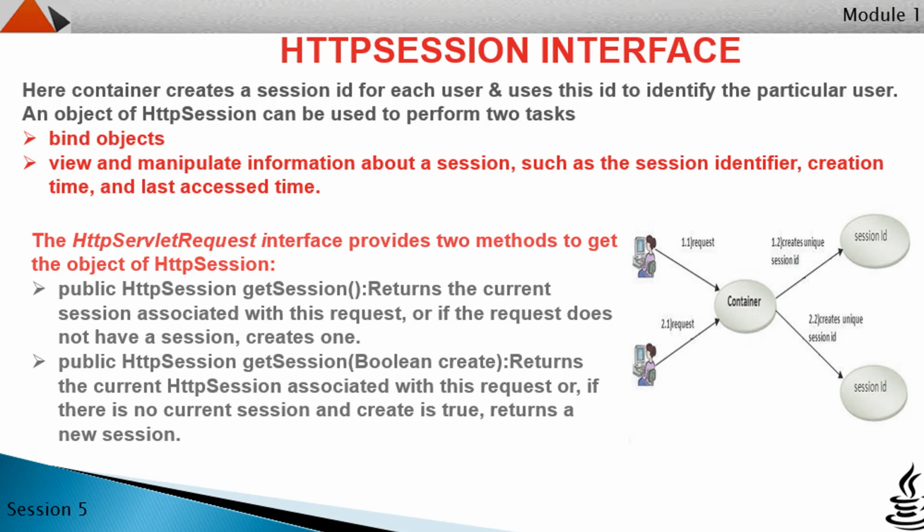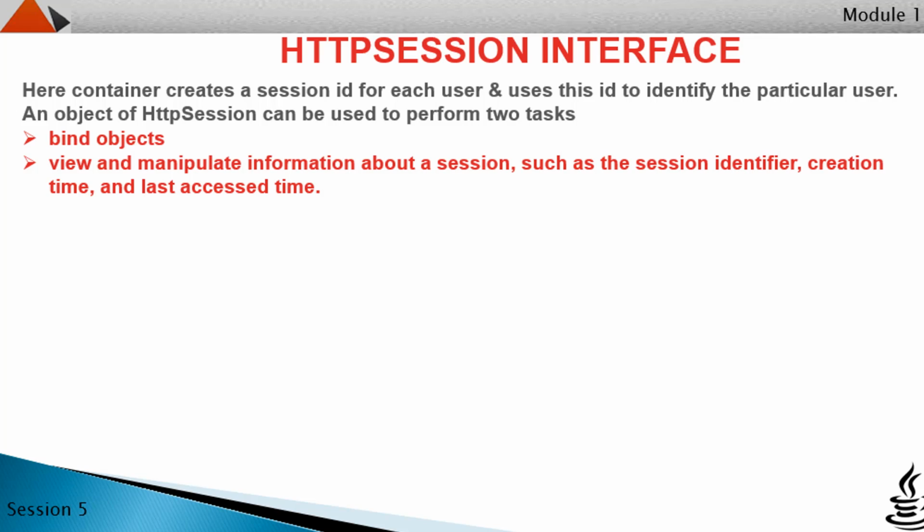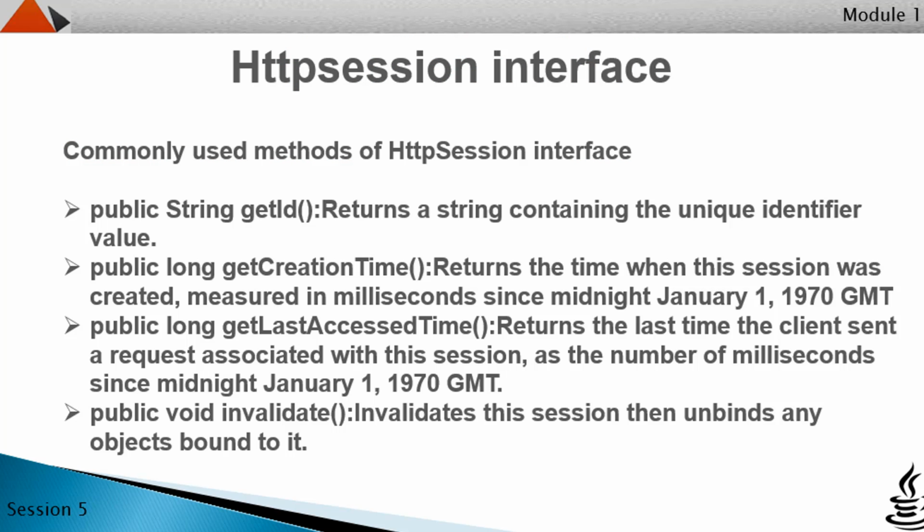Commonly used methods of the HttpSession interface. The public String getId() method returns a string containing the unique identifier value. The public long getCreationTime() method returns the time when the session was created, measured in milliseconds since midnight January 1, 1970 GMT. The public long getLastAccessedTime() method returns the last time the client sent a request associated with the session, as the number of milliseconds since midnight January 1, 1970 GMT. And the public void invalidate() method invalidates the session, then unbinds any objects bound to it.